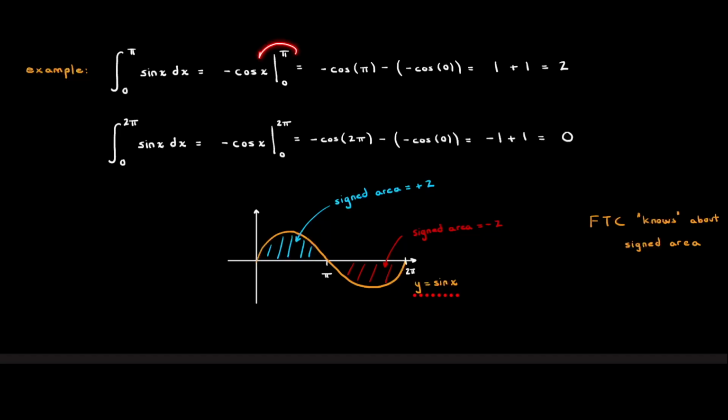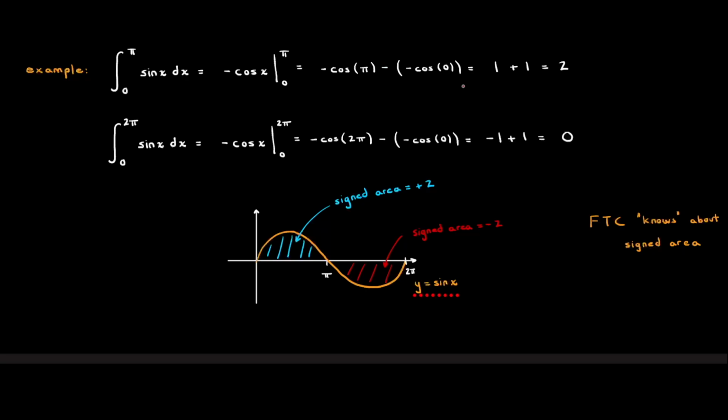So we plug in pi. So we have negative cosine of pi. Then minus, we got to plug 0 into here. So we have minus cosine of 0. Now cosine of pi is negative 1. The negative 1 with the negative 1 here becomes positive 1. And then over here, cosine of 0 is 1. With the negative 1, it becomes negative 1. There's also another negative, so it becomes plus 1. 1 plus 1 is 2.